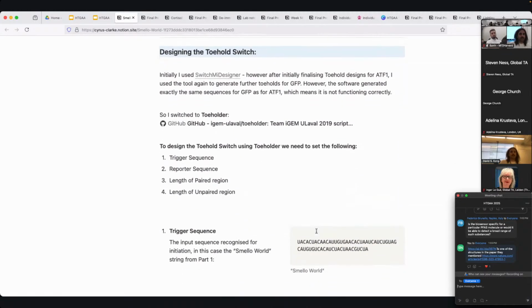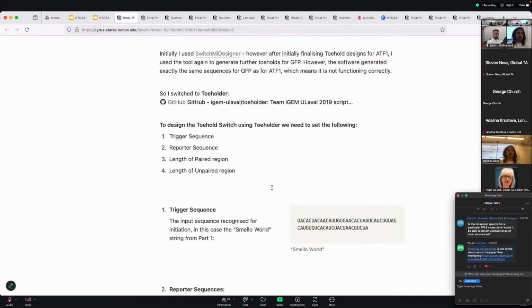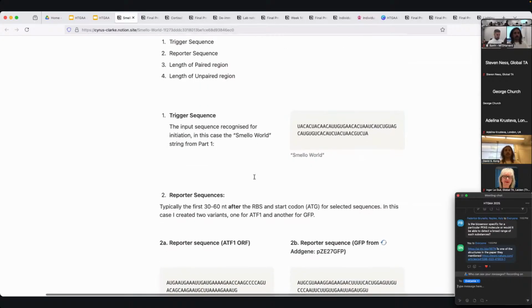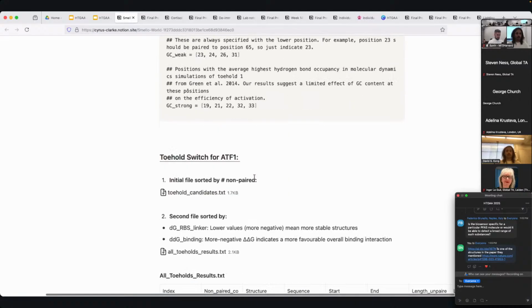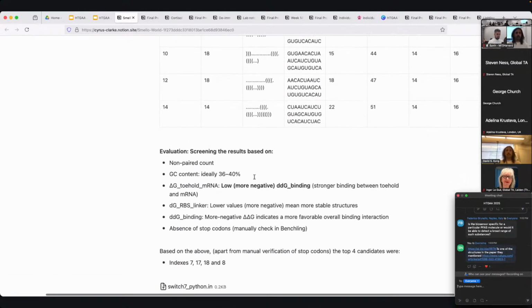So I had a lot of issues finding good tools for this, and maybe I should just try to do it myself. But eventually I found something that seems to work, which is called Toehold Designer. We use a lot of different elements. The most important things are the trigger sequence, the reporter sequence, and then a few other variables. These are all well documented here. That gives us a lot of results, basically, and then I had to do a lot of filtering to try to understand which are the best results.